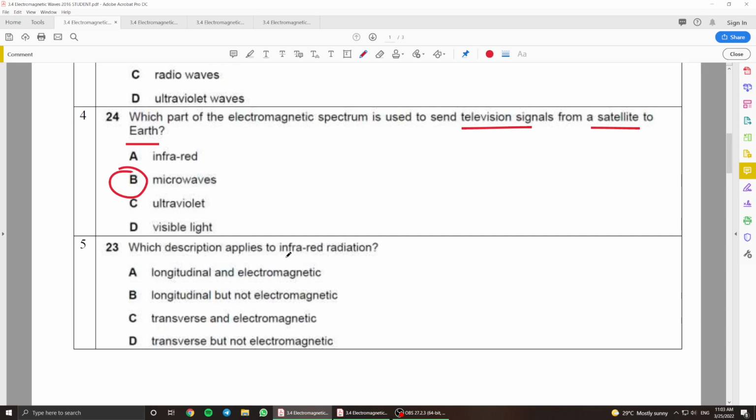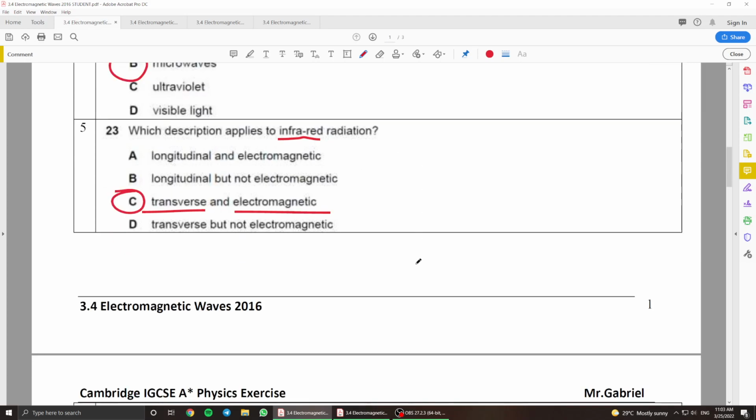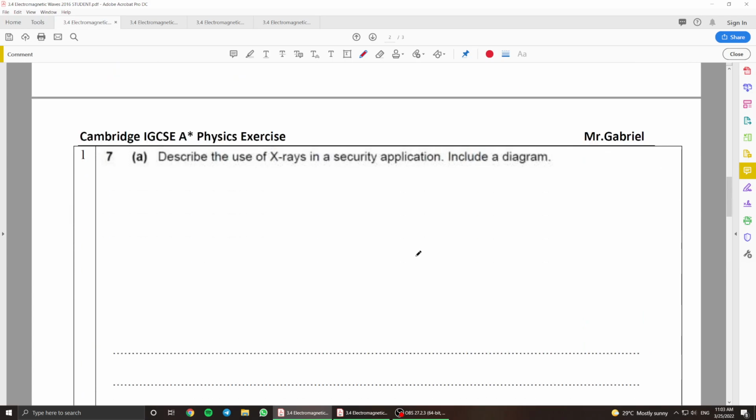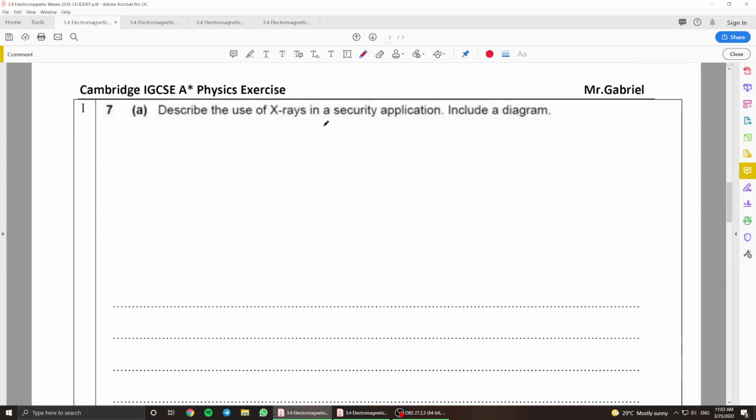Which description applies to infrared radiation? Infrared radiation is definitely a transverse wave, and obviously it is an electromagnetic wave. So C is the answer here. Then, describe the use of X-rays in a security application. Include a diagram here. If you're supposed to use X-rays in a security application, it can be no other than the X-ray checks of your baggage, right?